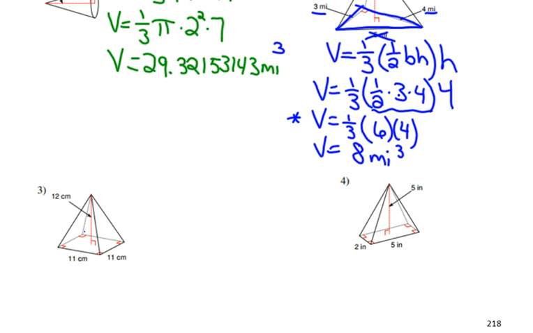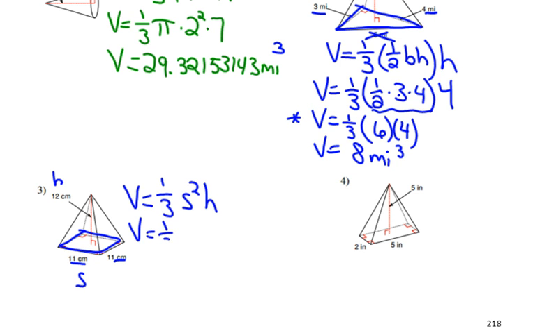All right, number 3. This time when I look on the bottom, I have a square. I know it's a square because the 2 sides down here are the same. So I'm going to have 1/3, but instead of big B, I'm going to put in side squared times h. Here's your side, here's your h. So 1/3 times 11 squared times 12. Again, throw that all on your calculator if you need to. That is going to give us 484 centimeters cubed.